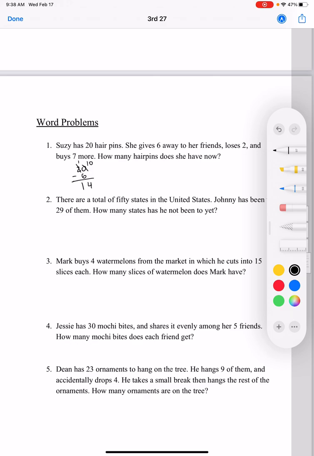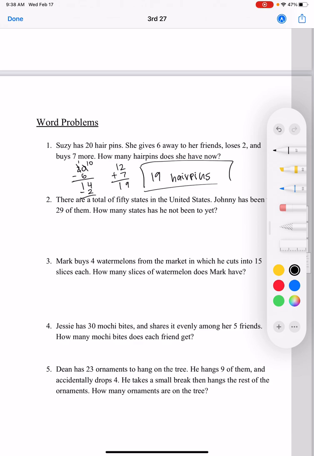Then she loses 2 again. So you subtract 2 from 14, and you get 12. Then she buys 7 more, so 12 plus 7, you get 7 plus 2 is 9, 1 plus nothing is 1. So your answer should be 19 hairpins. Don't forget to label your units.